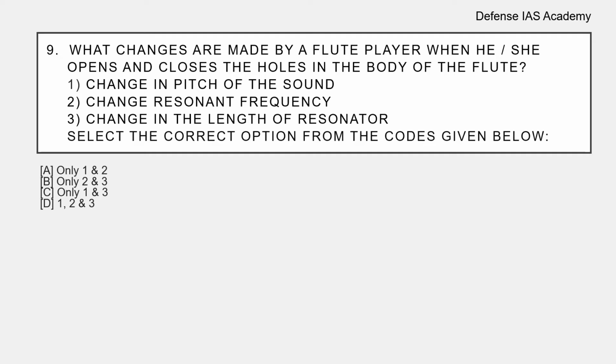Question number 9. What changes are made by a flute player when he or she opens and closes the holes in the body of the flute? 1. Change in pitch of the sound. 2. Change resonant frequency. 3. Change in length of resonator. Select the correct option from the codes given below. Options are option A only 1 and 2, option B only 2 and 3, option C only 1 and 3, option D 1, 2 and 3. The correct answer is option D 1, 2 and 3.